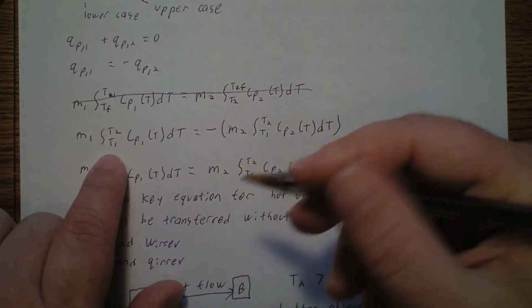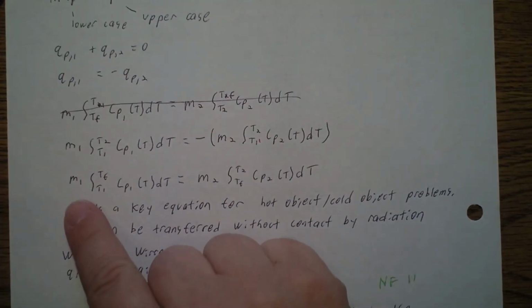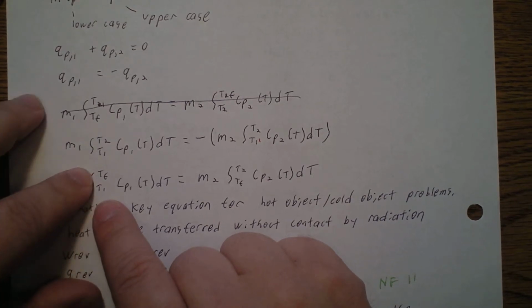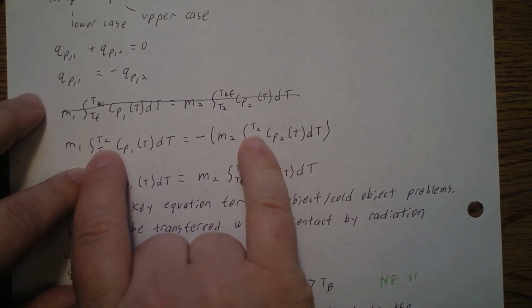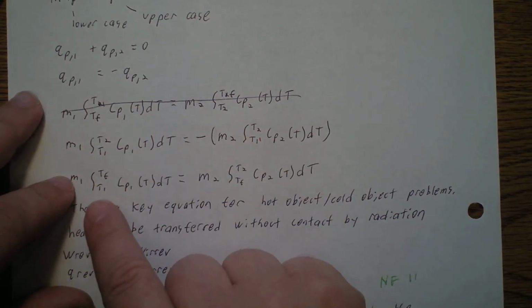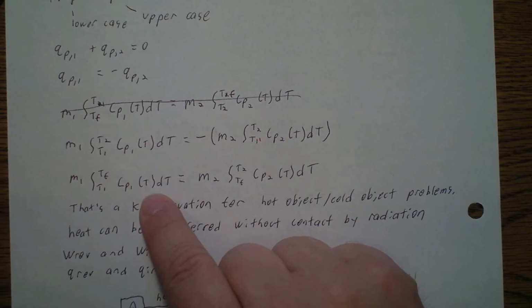I didn't really show that there, but I could do that. So mass 1 times the integral from temperature 1 to the final temperature. Remember, we said they both have the same final temperature. That's why we use T2 here. So the integral from temperature 1 to the final temperature of the heat capacity of system 1 as a function of temperature with respect to temperature.